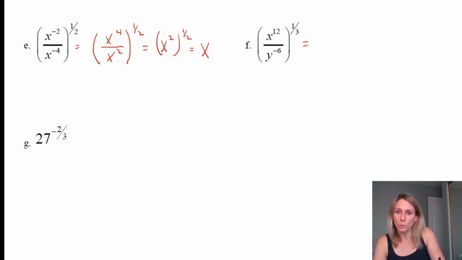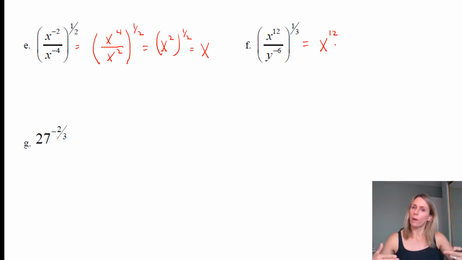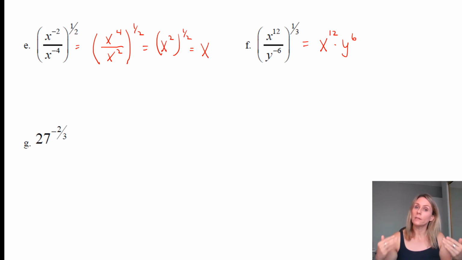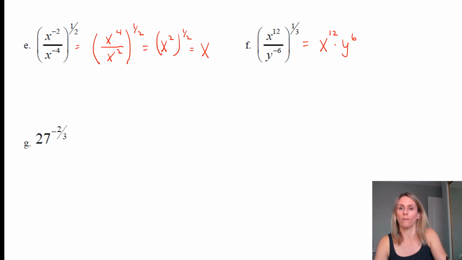For f, again, a couple different ways you could do it. I think the easiest thing here is just to have x to the 12th, and then I have that y to the -6. I want to make that positive, so I'm going to bring it up and make it y to the 6th, because it's really division by 1 over y to the 6, which is the same as multiplying the fraction by y to the 6 over 1, which is just multiplying it by y to the 6, which is why I have that.